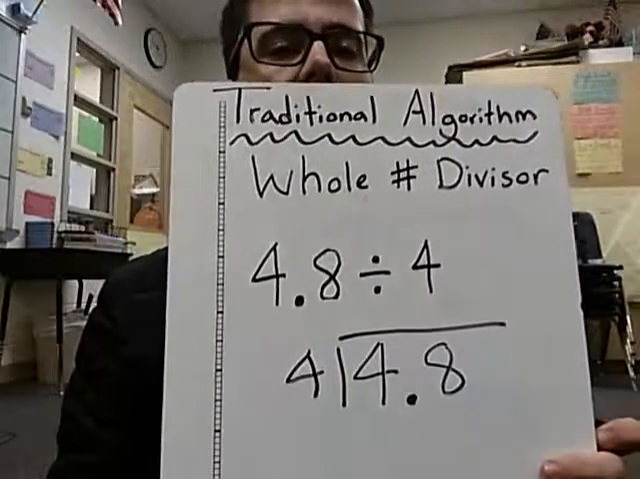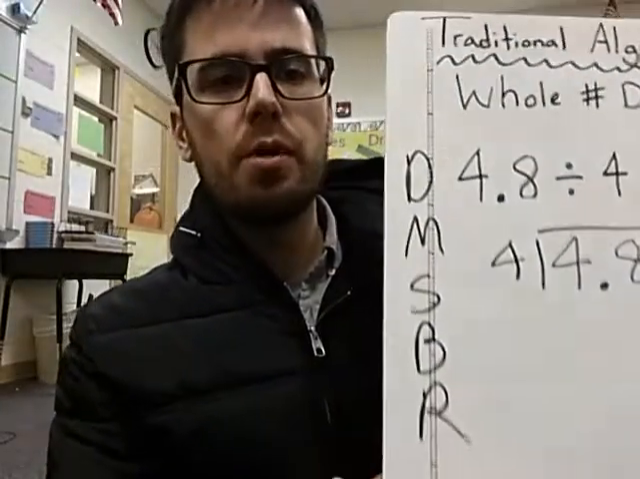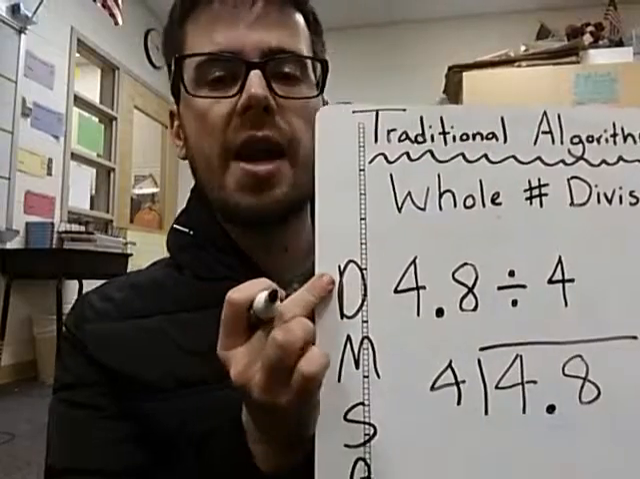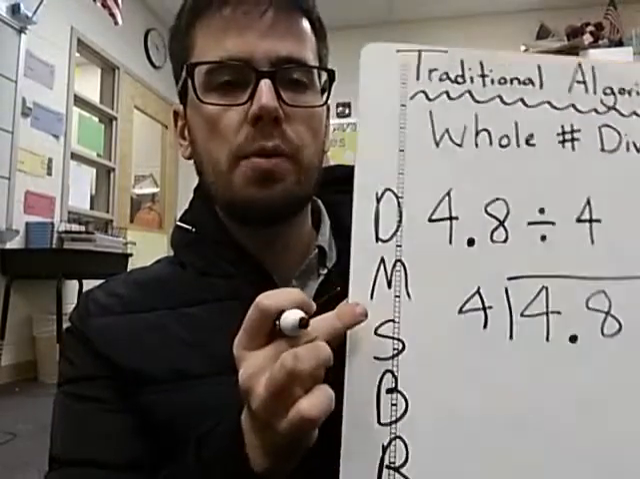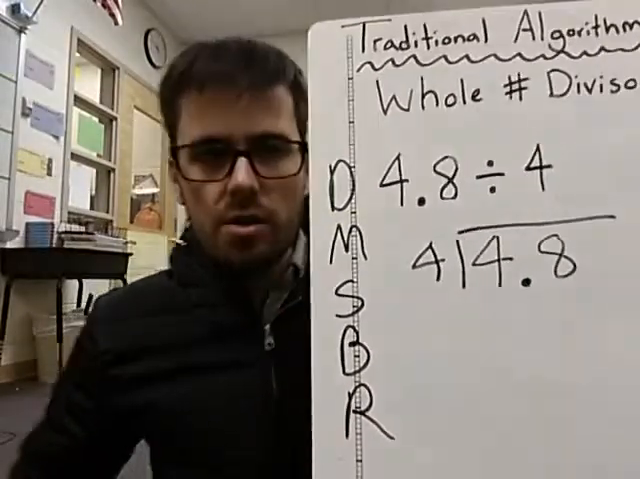So let me go ahead and set it up in a traditional long division way. I'm going to write my 4.8 inside of my division bar and 4 as my divisor. Okay, here we have it. Now what I'm going to do is remember my strategies. Daddy, mommy, sister, brother, and rover. That just is a quick mnemonic to remind me that we divide first, multiply, subtract, bring down, and then we repeat the whole process. Okay, so here's how we do it.